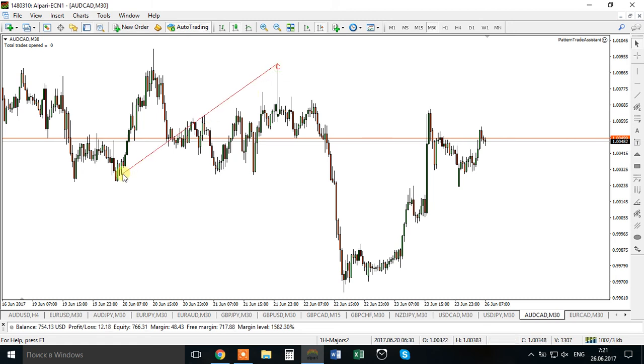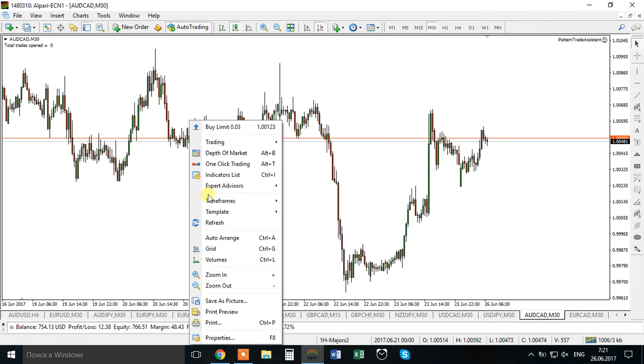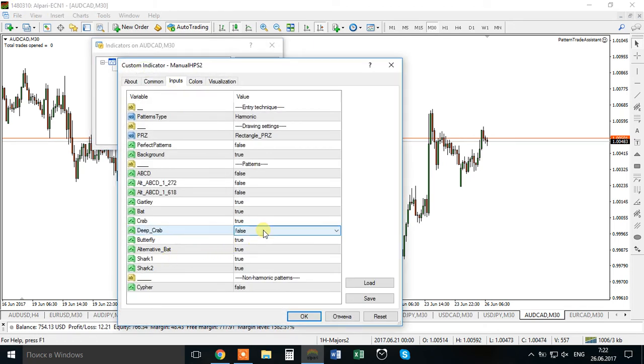No Deep Crab appears. It is not allowed. You see, nothing happens. You can try it once again. Nothing happens. You can try it even this way. It won't be displayed. Nothing happens until you allow the Manual HPS to display that.